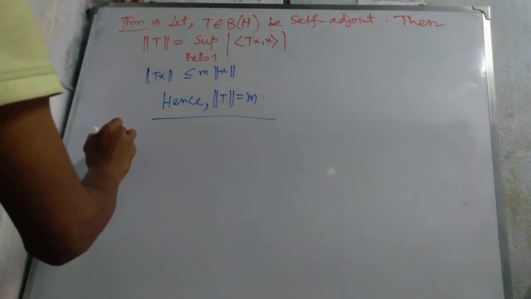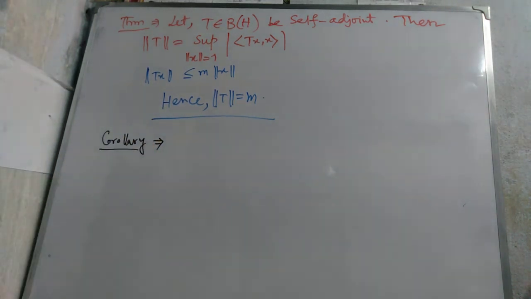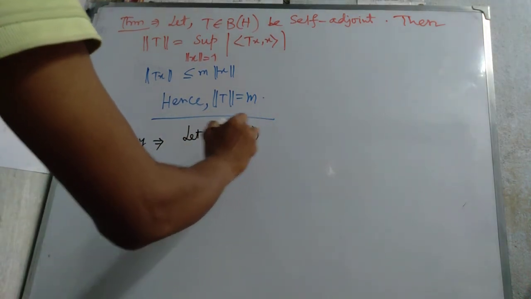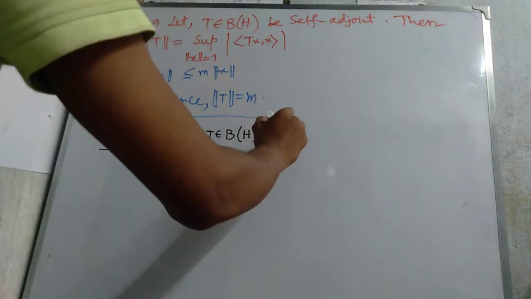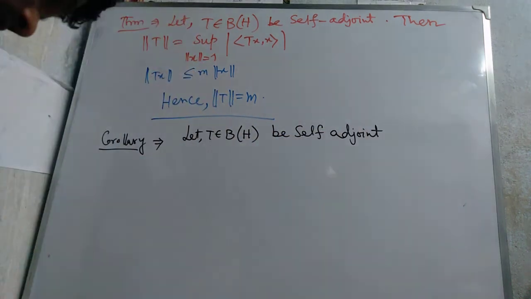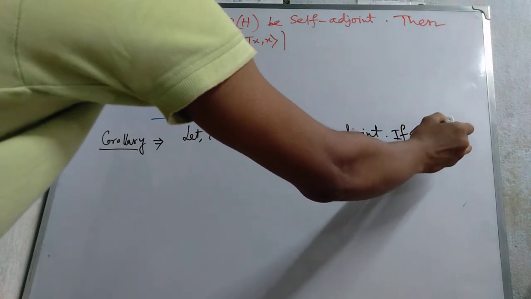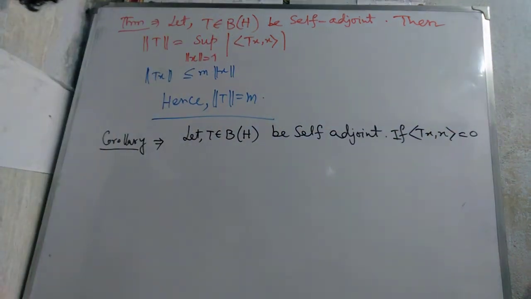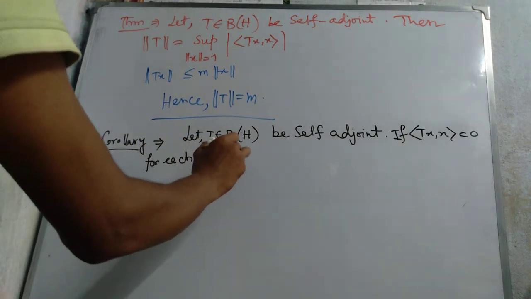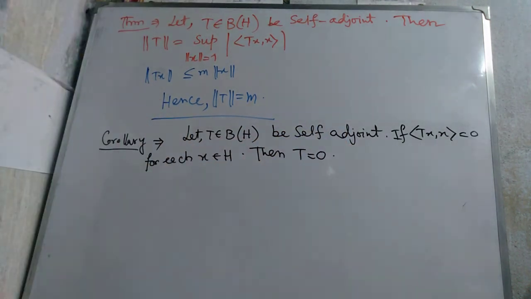Now we write the corollary here. Let T belong to B(H) be self-adjoint, and if the inner product of Tx, x equals 0 for each x belonging to H, then T equals 0.